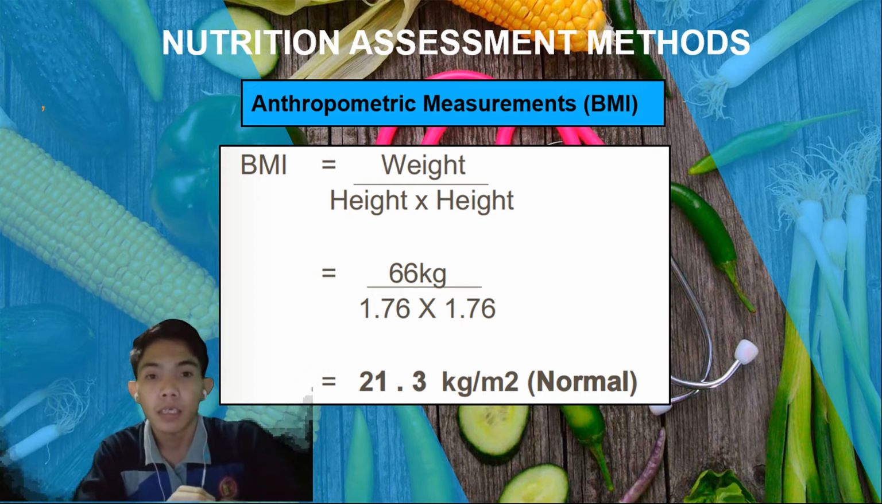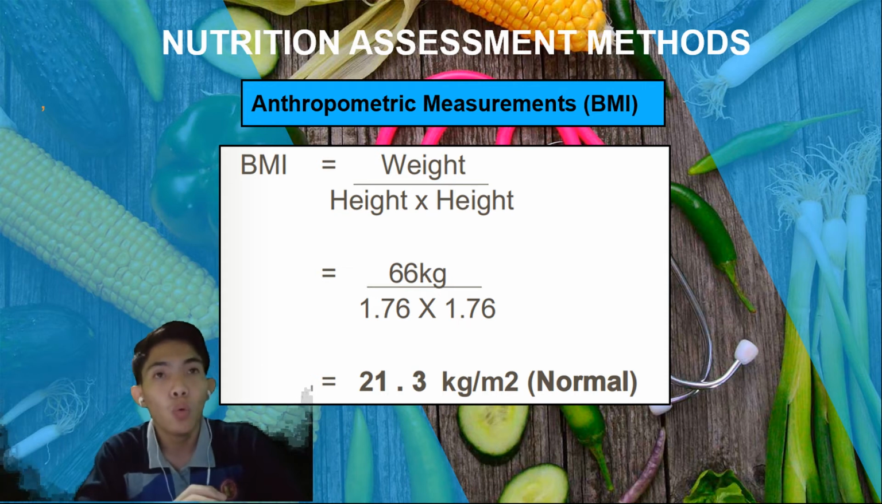Next slide is an example of how to calculate your BMI. This example is the BMI of my partner Asmel, who weighed 66 kg and was 176 cm tall.